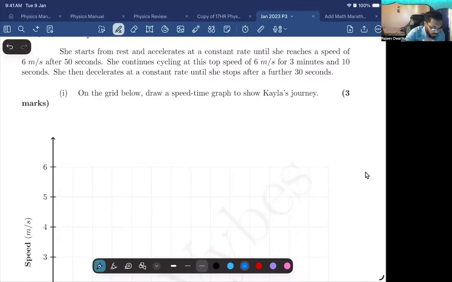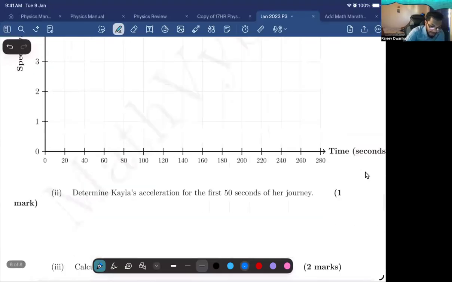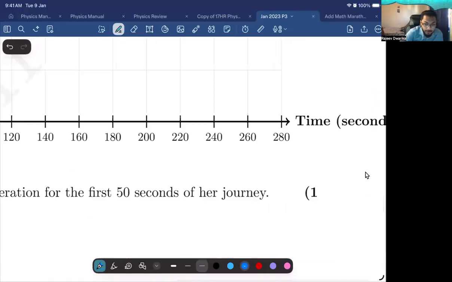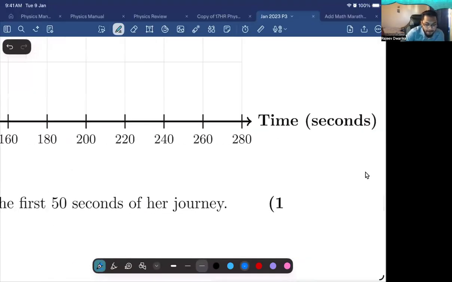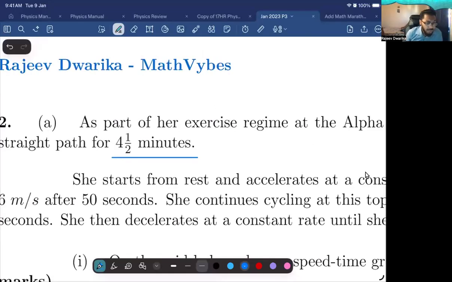Kayla's journey. Right, so let me try to understand this. First things first, how long did she cycle for? 4.5 minutes. Right, she cycled for 4.5 minutes. Now, if we look at the axes for time, time is in what? Seconds. Time is in seconds, right? So do you think we can work with 4.5 minutes, or do we have to work in seconds? You have to work in seconds.